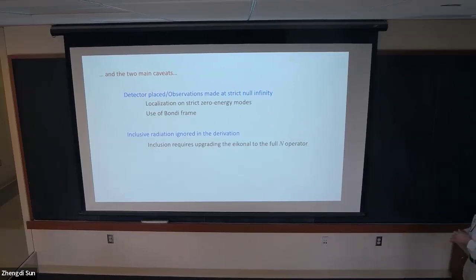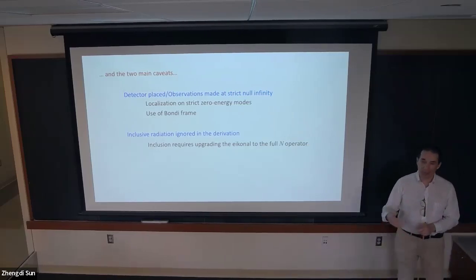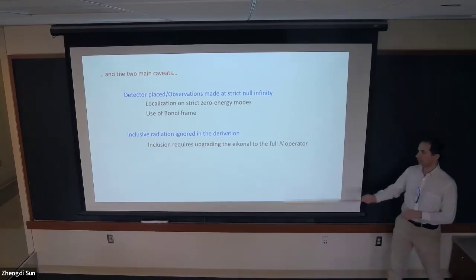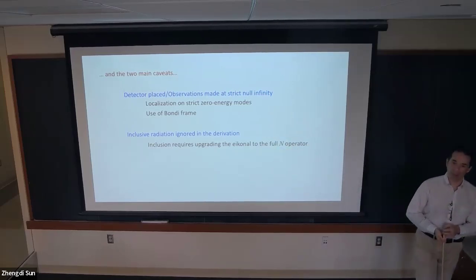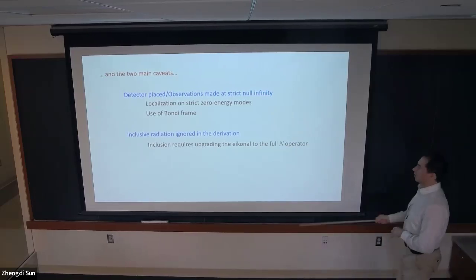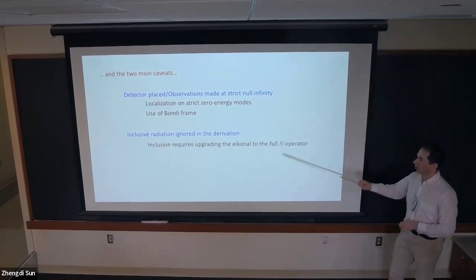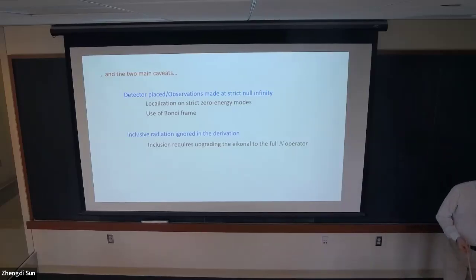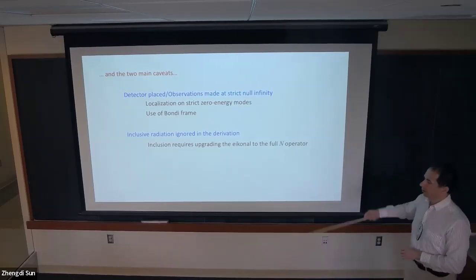The other thing is that in the derivation of the impact parameter shift, we use the eikonal form of the S matrix. Clearly that assumes it's an elastic scattering, which does not produce additional radiation in the final step. One could attempt to relax this by promoting the eikonal to the full N operator, but that's also a story for another time.